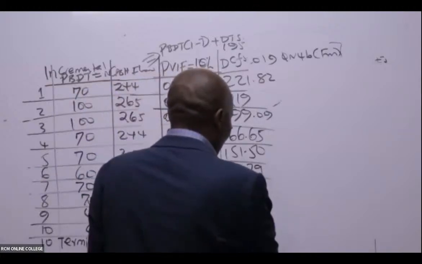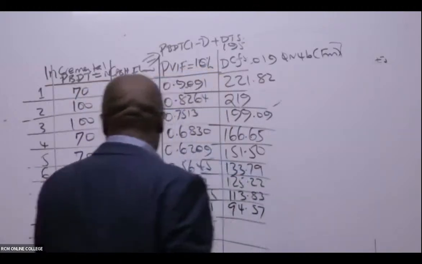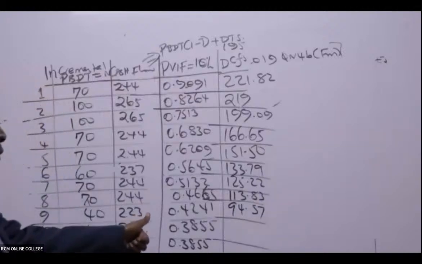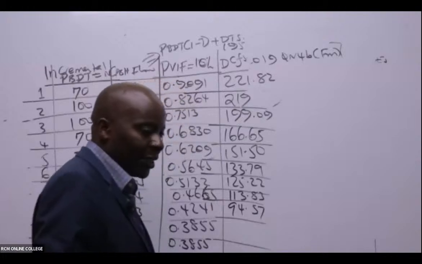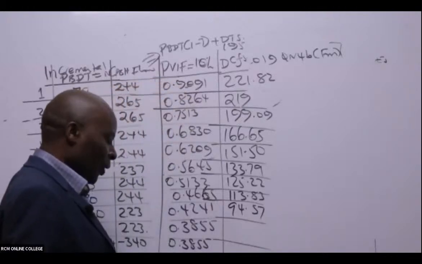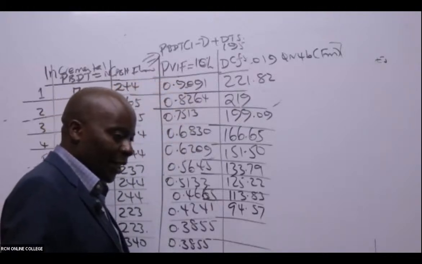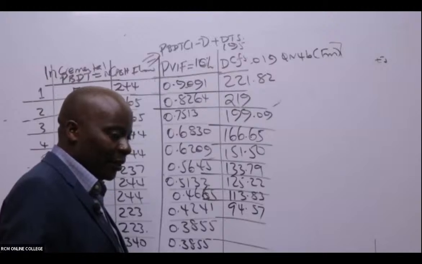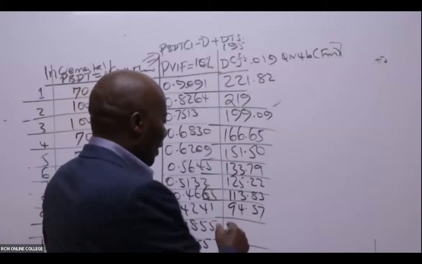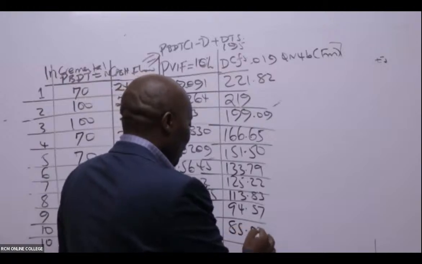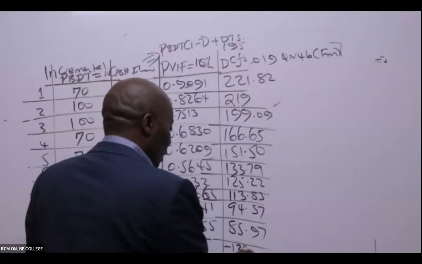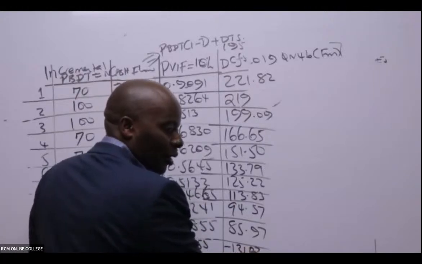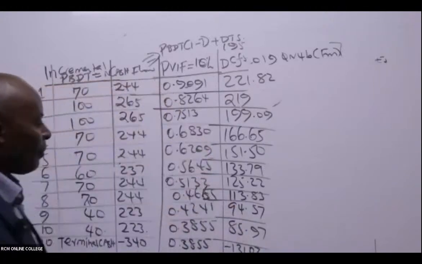94.57. Then we go to the second last, 223 times 0.3855. 85.97. All right. Yvonne, I can see has gotten the very last one, right? Because I can see a negative there. Let me see whether the one that Yvonne is giving me will be the last. Oh, Yvonne, it wasn't correct. 131.07.